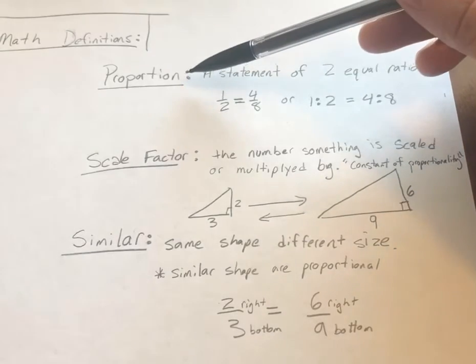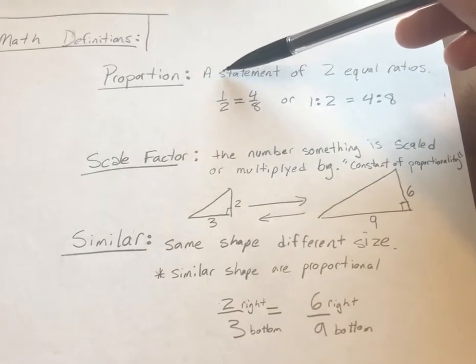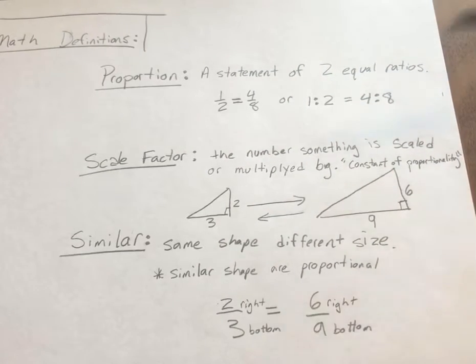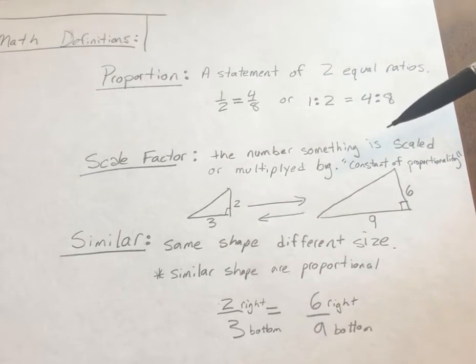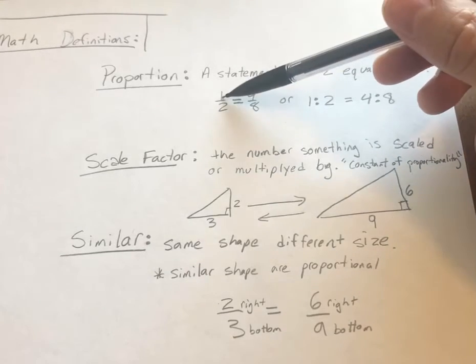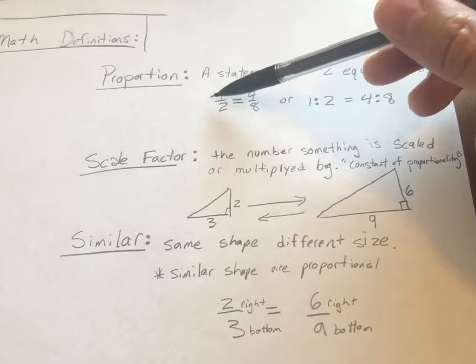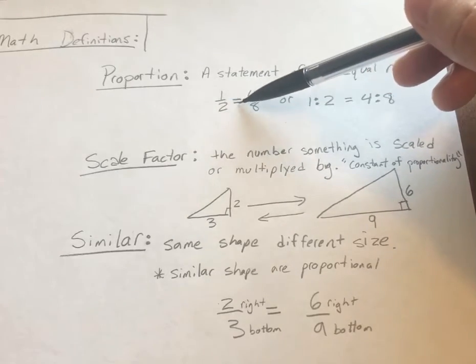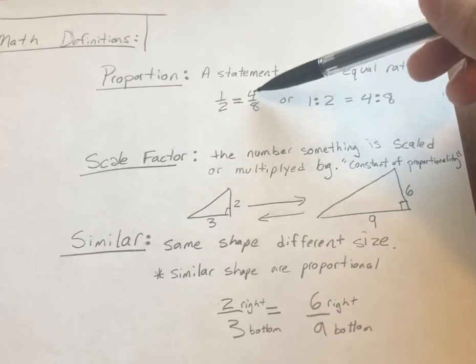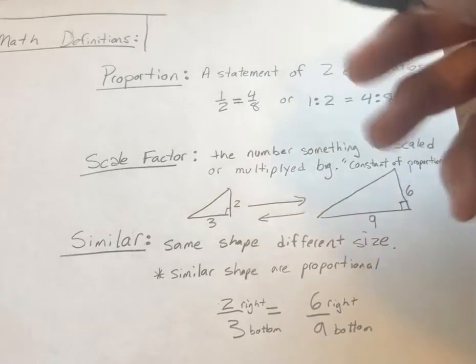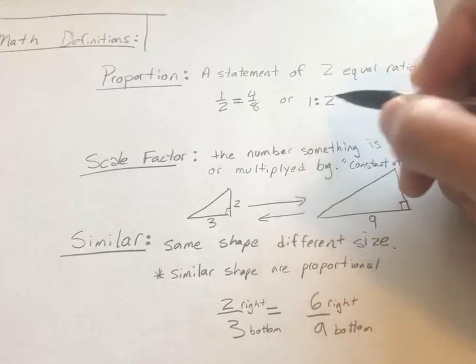Anyway, a proportion, something you should be familiar with. It's a statement of 2 equal ratios. That's a definition. An example would be, here's a ratio. Remember, a ratio can look like a fraction. So just a fraction is a ratio, and that's equal to 4/8. 4/8 is another ratio.